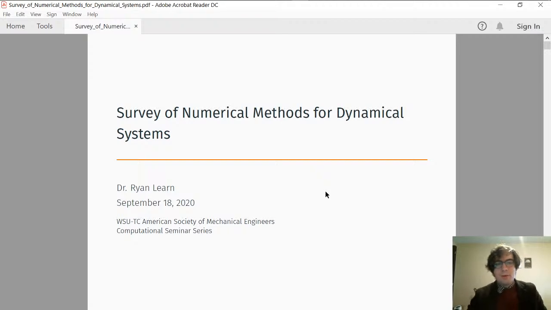So, what we're going to talk about today is a survey of numerical methods for dynamical systems, because that's generally what we care about as people who study the world and try to model the world. Some of us are interested in things that don't change, those static equilibrium systems. But a lot of us are on the other end of things, trying to figure out what's changing, what's going on. And so we're going to look at a collection of methods for these types of systems.